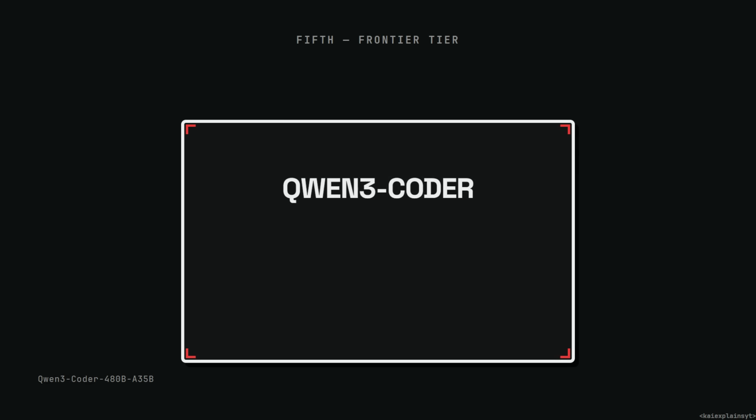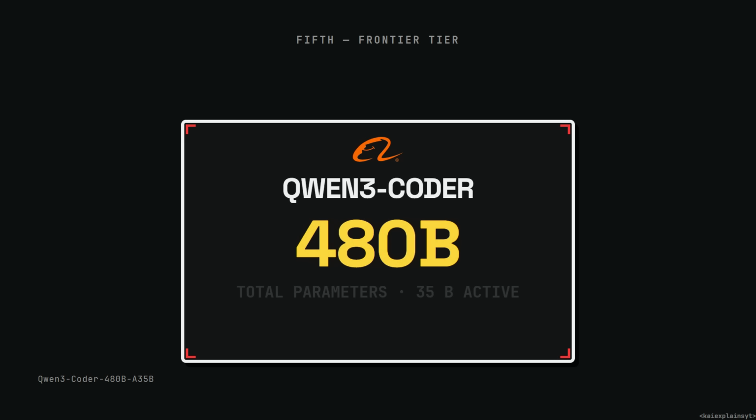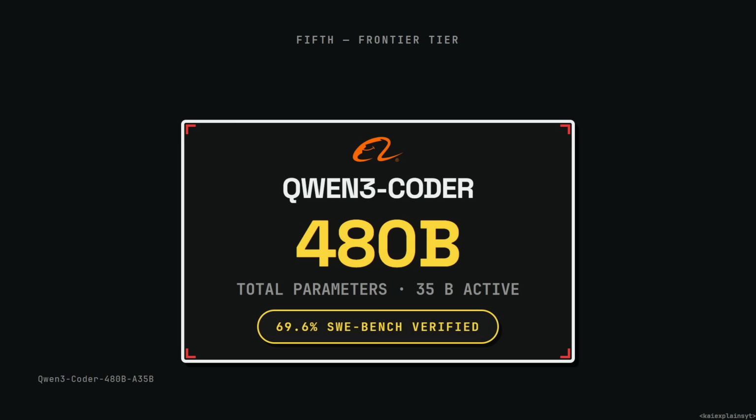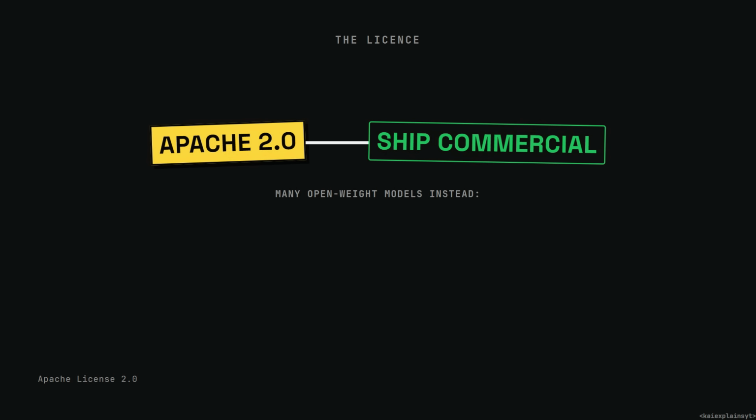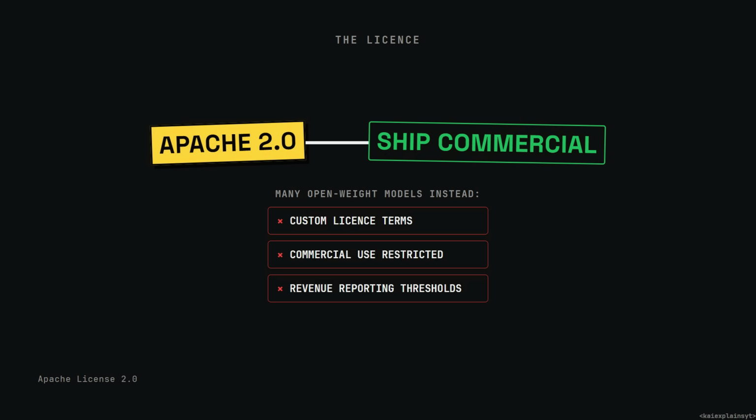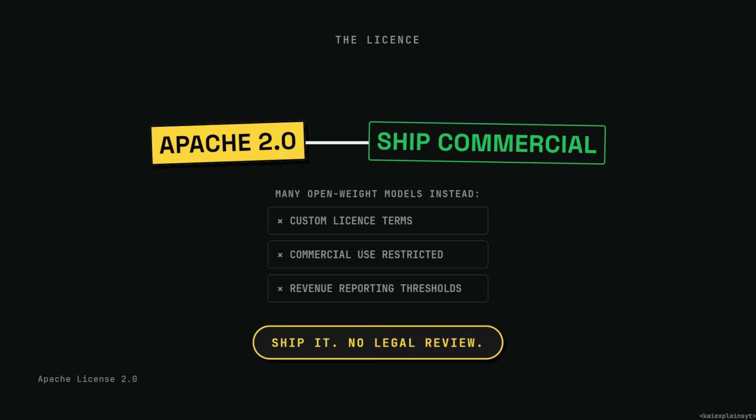Fifth, Qwen3 Coder. Alibaba's 480 billion parameter model scores 69.6% on SWE Bench Verified and operates under Apache 2.0, which matters a lot if you're building commercial products. Many open weight models have custom licenses that restrict commercial use or require reporting above certain revenue thresholds. Apache 2.0 removes that friction entirely. Ship it commercially without a legal review.